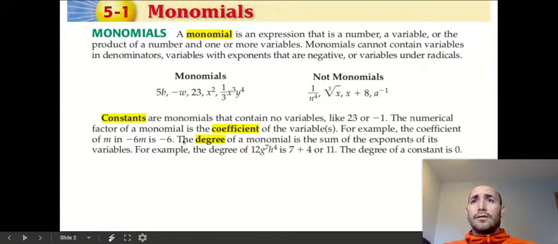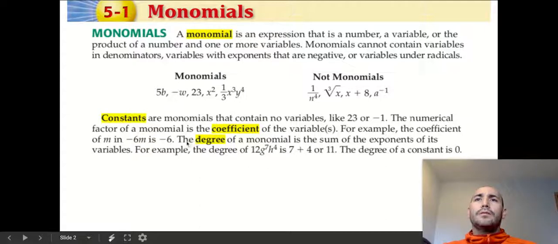Constants, on the other hand, are monomials that contain no variables. So a constant is something that contains just a number, like 23 or negative 1. The other thing we're going to talk about is, what is a coefficient? A coefficient is the numerical factor of a monomial. For example, in the monomial 5b, 5 is the coefficient. It's the number in front of the variable. For negative w, the coefficient would be negative 1 because it's negative 1w. For this monomial, the coefficient is 1/3. It's the number in front of the variables.